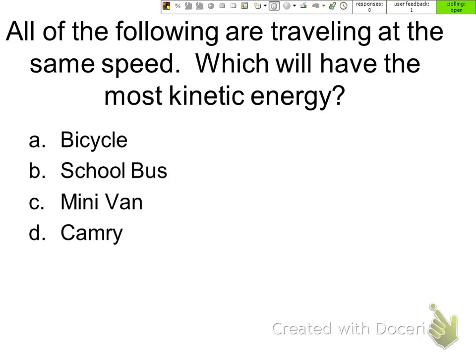All of the following are traveling at the same speed. Which will have the most kinetic energy? A bicycle, a school bus, a minivan, or a Camry? A Camry is like a normal size car, for lack of better. Okay? It's a regular car. Okay?